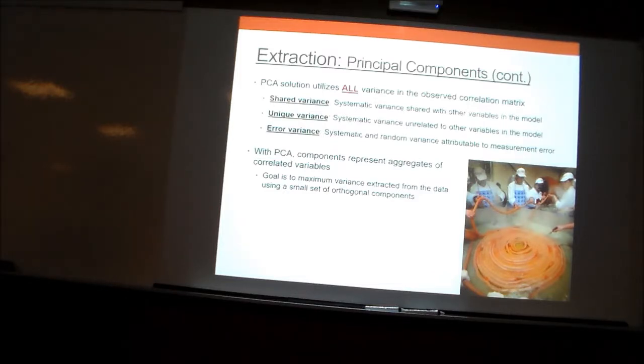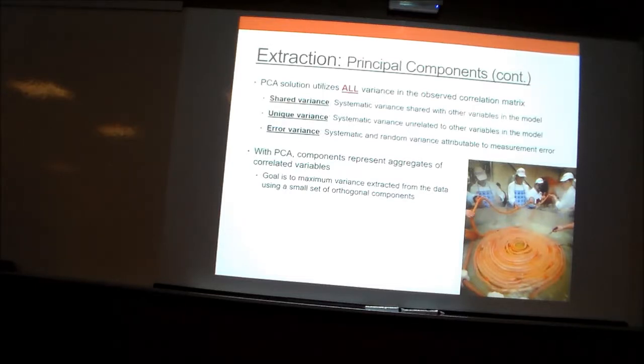And so if we're talking about all variability in the correlation matrix, we're talking about different types of variance, right? We've got shared variance. This is the stuff that we want, right? This is the shared variance between our items that should be all working together, right? So this is systematic variance that's shared with other variables in the model. But we're also going to scoop up unique variance, right? Unique variance is systematic variance that's unrelated to other variables in the model.